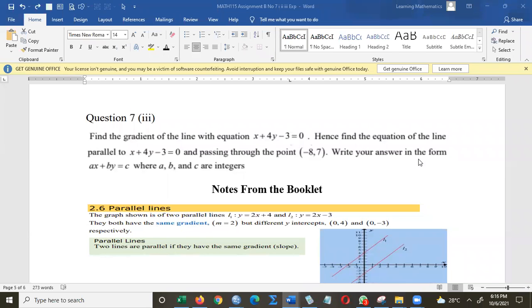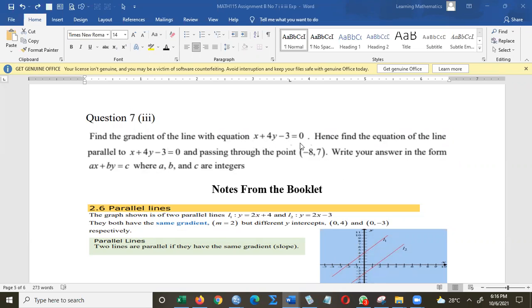Yes, so now we're going to complete the trio for number 7 with number 7 part 3. It says find the gradient of the line with equation x plus 4y minus 3 is equal to 0. So that's another way of representing a straight line. Instead of saying y is equal to mx plus c, you have ax plus by plus c is equal to 0. That's another way of representing a straight line.